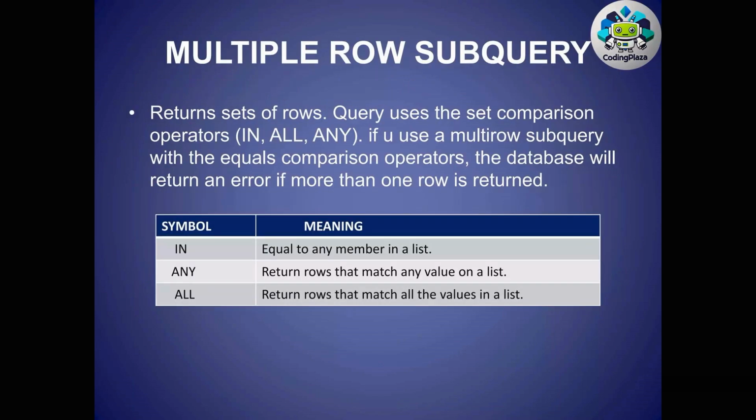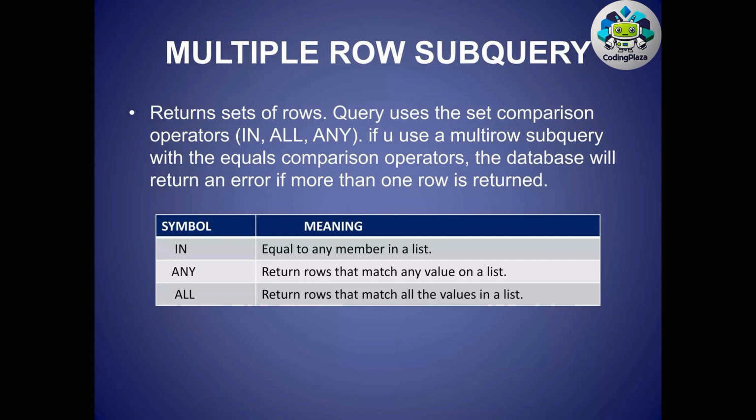Then multiple-row subqueries. A multiple-row subquery returns one or more rows, a set of rows. The query uses set operations like IN, ANY, ALL. So an IN operator, an ALL operator, or an ANY operator. Inside these braces we write a query that can return one or more rows.